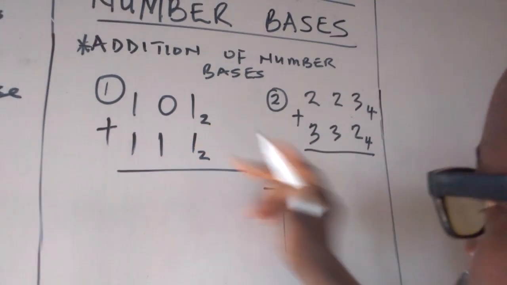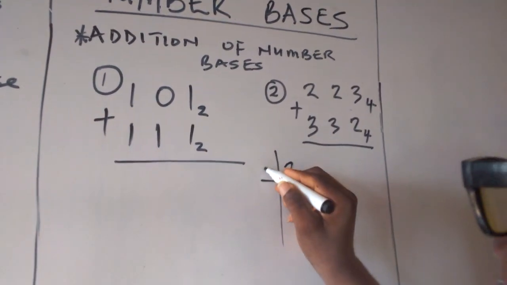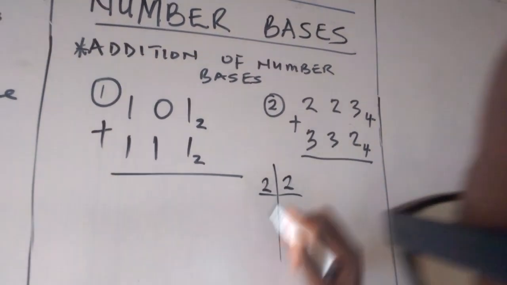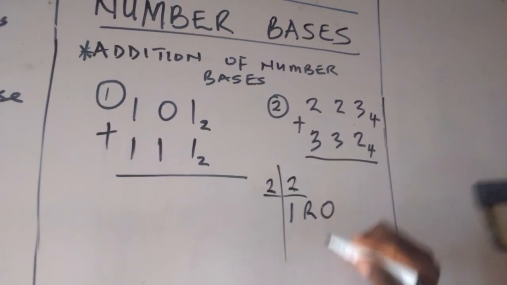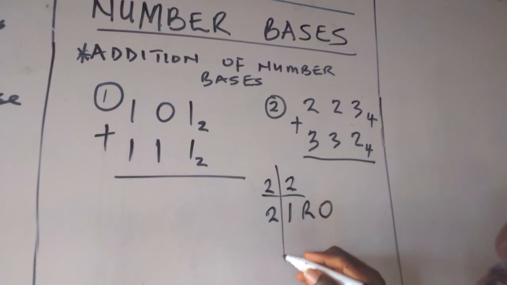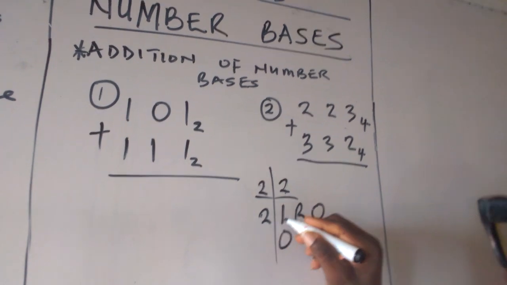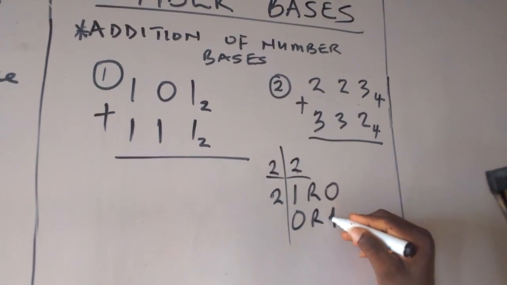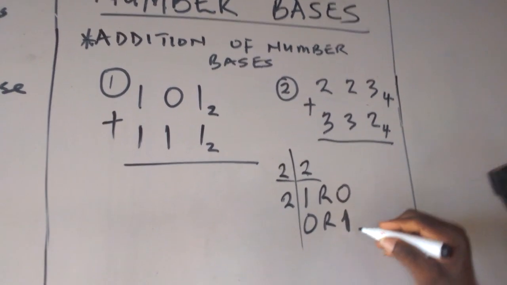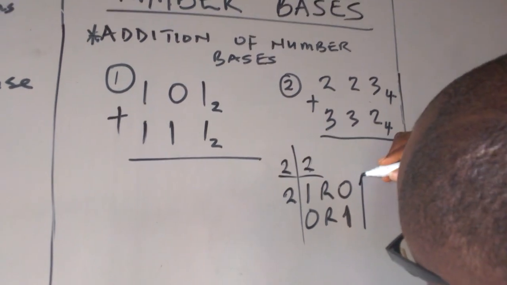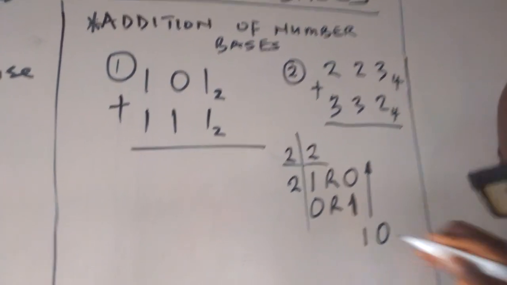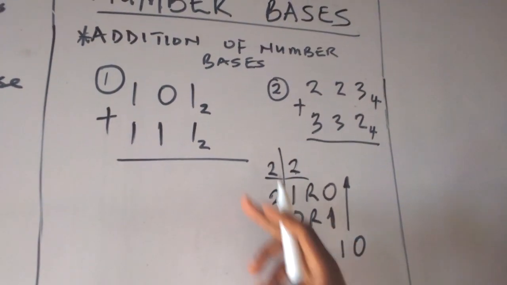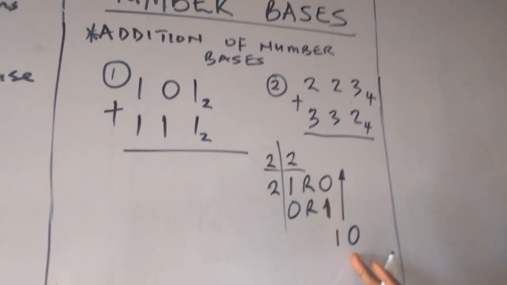So 1 plus 1 is 2. I write my 2 here, and I say the base 2 is outside. How many 2 can go in 2? 1. Remainder 0. How many 2 can go in 1? 0. Remainder 1. Are you there? So this one, we write it upwards. Pay attention. We write this figure first: 0, 1, and 0. So that is 10. That means 2 in base 2 is actually 10.